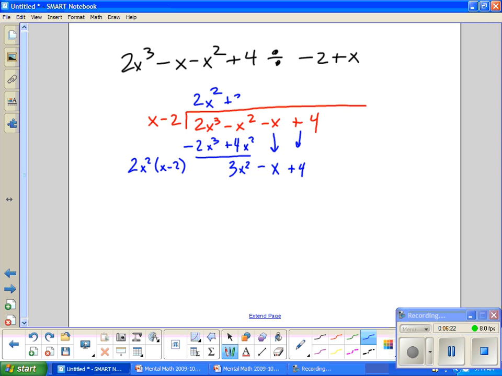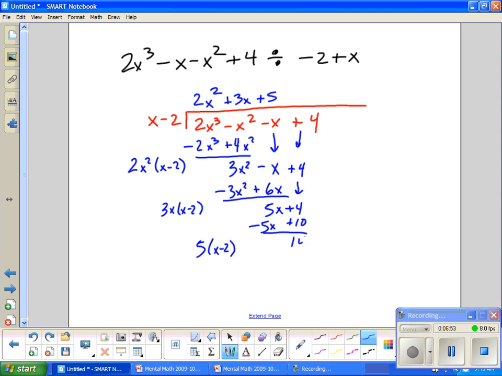All right, so now what times x minus 2 gives me 3x squared? How about plus 3x? Again, I'll write that out for distributing. 3x times x is 3x squared. 3x times negative 2 is negative 6x. Change the sign. I get 5x plus 4. Okay, plus 5 is the next one. I get 5 times x minus 2, which is 5x minus 10. Change all the signs because we're subtracting. And the whole thing, it distributes negative. I get 14 is my remainder. That goes to the top, plus 14 over x minus 2. And there is my quotient at the top.